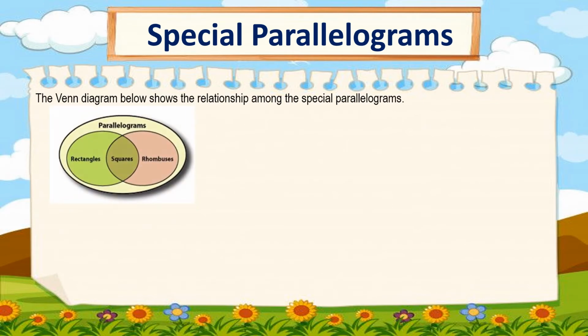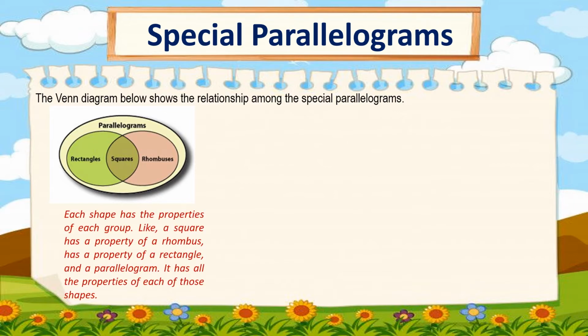The Venn diagram below shows the relationship among the special parallelograms. Each shape has the properties of each group, like a square has a property of a rhombus, has a property of a rectangle, and a parallelogram. It has all the properties of those shapes.